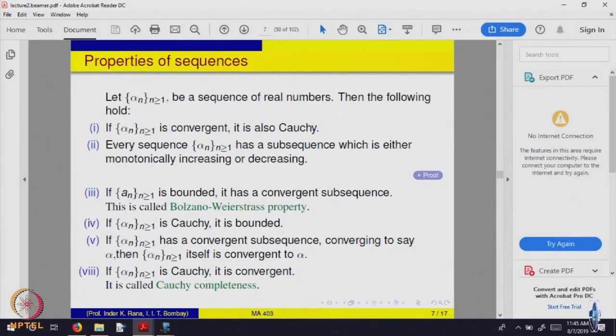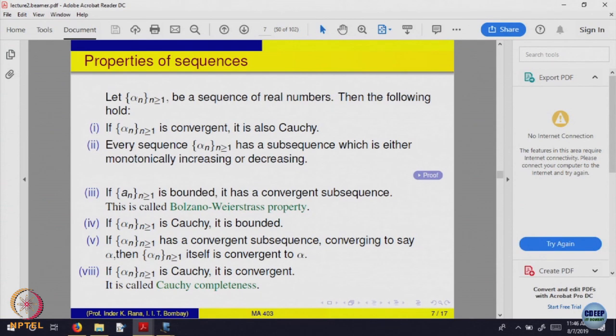So, all these steps are okay. Let me just revise what we have done. If a sequence is convergent, then it is Cauchy. We proved the first thing. Every sequence has a subsequence which is either increasing or decreasing, that building's heights. If a sequence is bounded, it has a convergent subsequence, because by the previous one it has a monotonically increasing or decreasing subsequence, and hence it will converge. A Cauchy sequence is always bounded, we proved that.